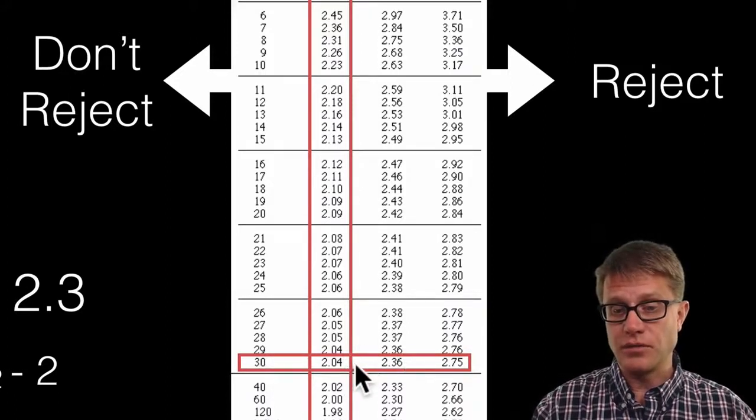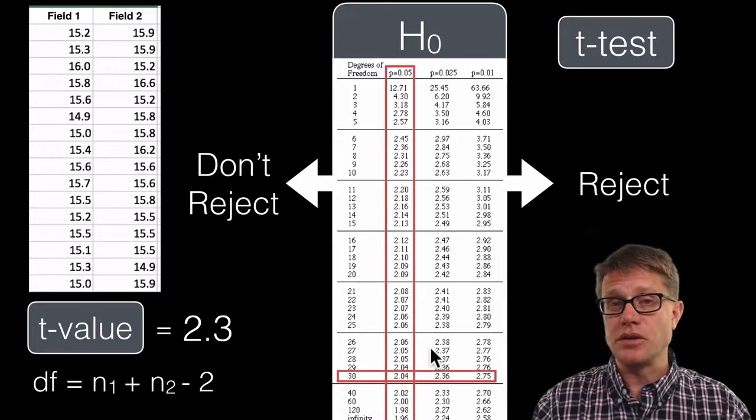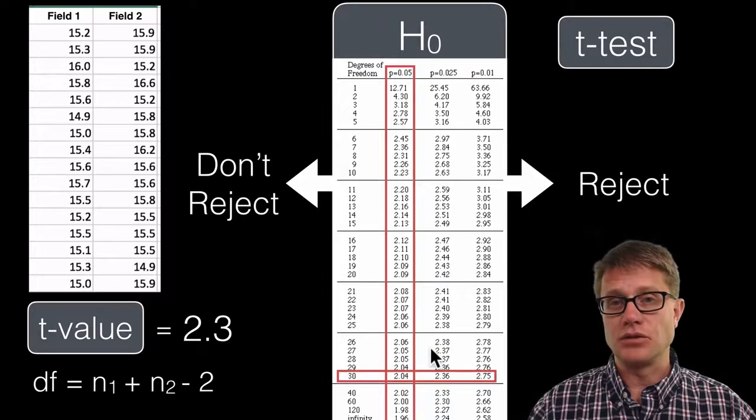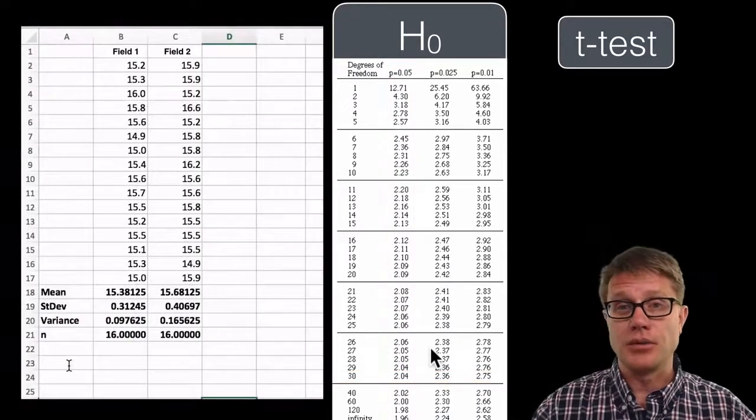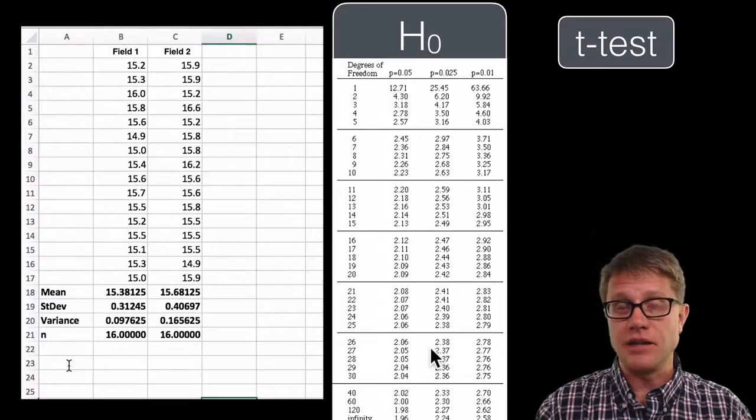Remember, it's just 2.3. And if we were to look over here to the 0.025 probability, we can see that we're actually lower than that. So we're not positive, but we're pretty sure that there's something statistically significant between these two. Now that was a lot of work. We had to calculate our variance, our means, our sample size, and then find this table.